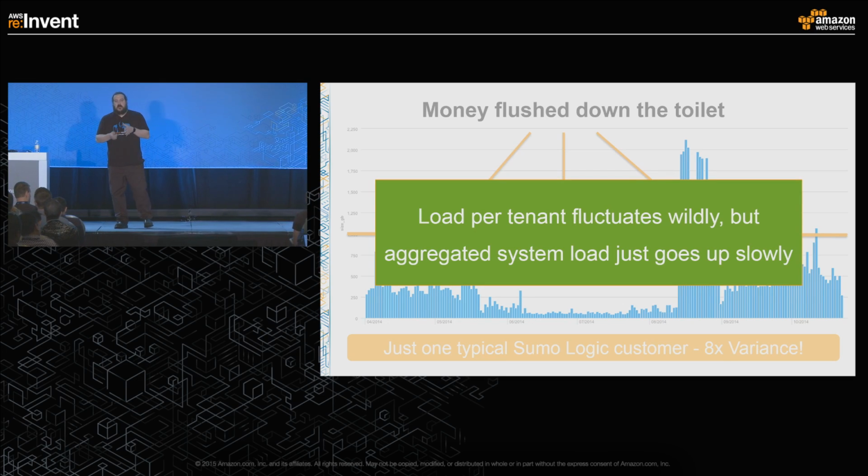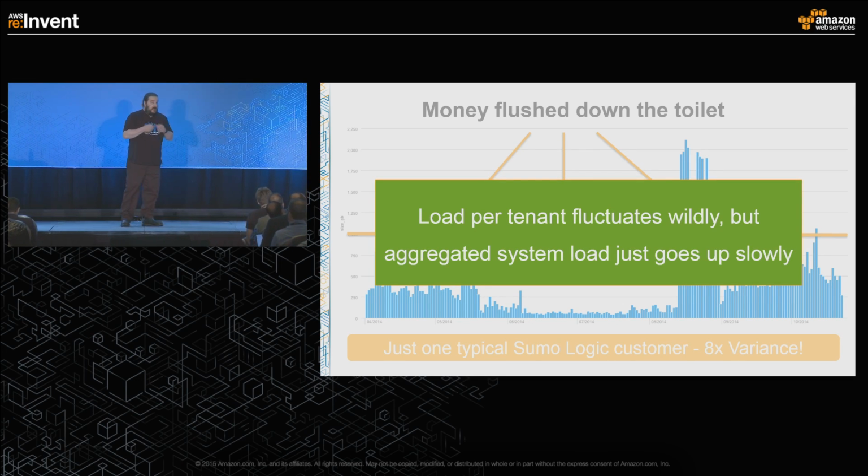So the load per tenant fluctuates wildly, but the aggregated system load, in our case, because all of these things cancel each other out, ends up actually just growing slowly day over day. So believe it or not, our system from the outside actually ends up being provisioned rather statically. We don't do any wild auto-scaling.